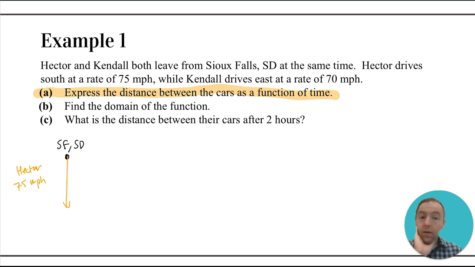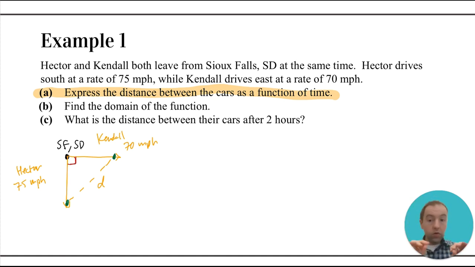And then Kendall is headed in an eastward direction, which would be this direction right here, at a 90-degree angle to south, of course, at a rate of 70 miles per hour, right? Okay, so what we want to do is express the distance between the 2 cars. So if Kendall's car was located right here and Hector's car was located right here, the distance between those cars would be this diagonal distance between them, and that's the distance that we want to represent as a function of time.